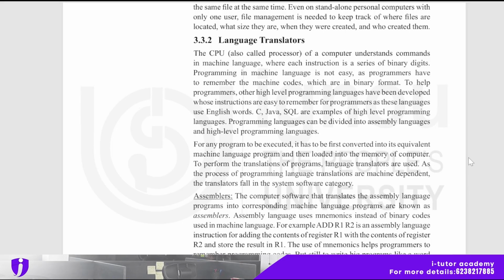Okay, so what are language translators? The CPU, also called the processor of a computer, understands commands in machine language, where each instruction is a series of binary digits.